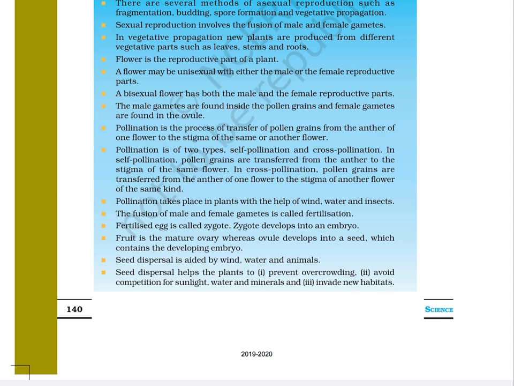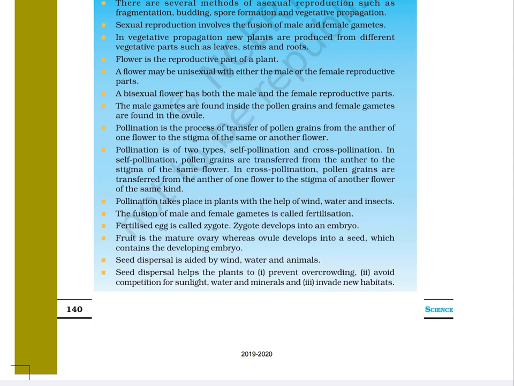13. The fusion of male and female gametes is called fertilization. 14. Fertilized egg is called zygote. Zygote develops into an embryo. 15. Fruit is the mature ovary, whereas ovule develops into a seed, which contains the developing embryo.